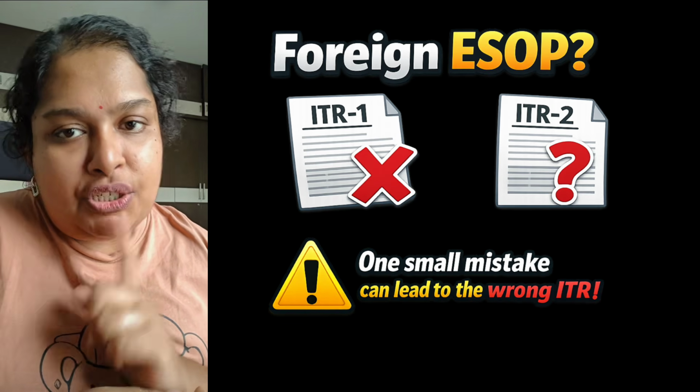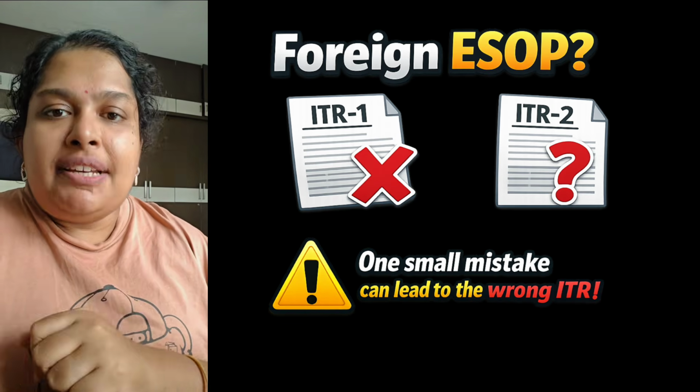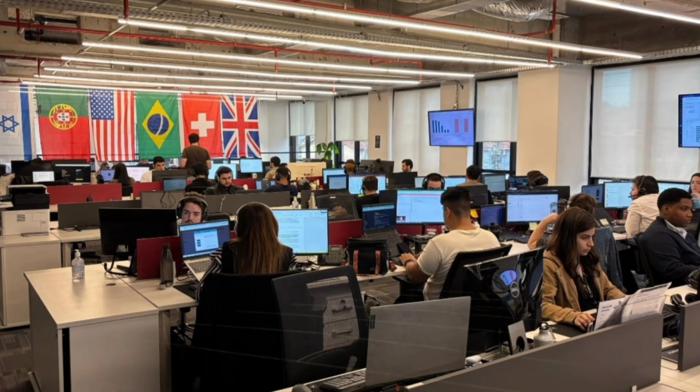While working on a client's income tax return recently, I came across a very interesting question. The client had received foreign ESOP, employee stock option plans, and it raised two important questions. Should the taxpayer file ITR-1 or ITR-2, and should those foreign shares be disclosed in Schedule FA? If you work in a multinational company or receive foreign ESOPs, this video is for you.